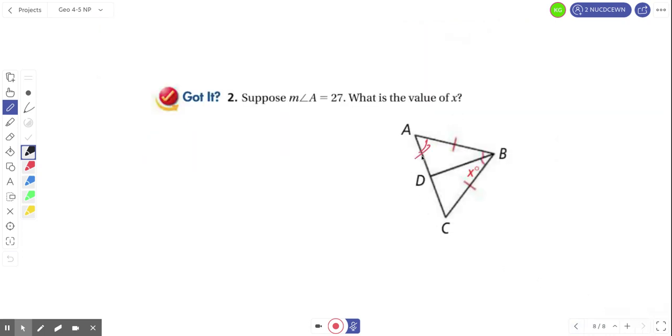Okay, so try this one out. You're given now that A is 27, like that, and see if you can figure out what x is.